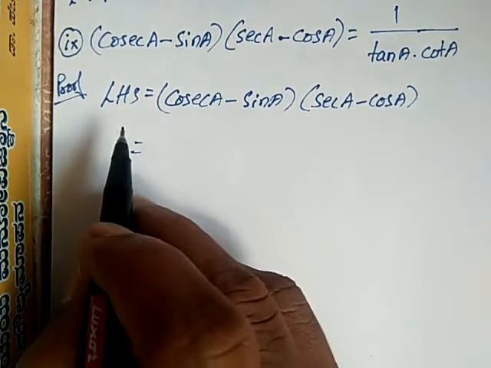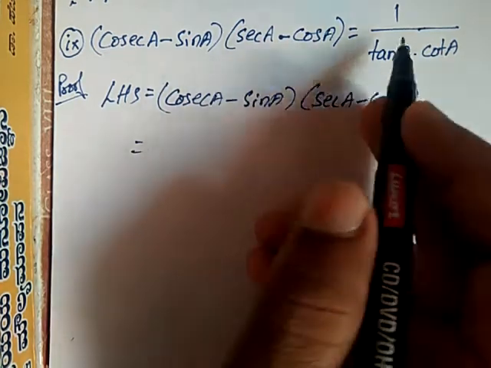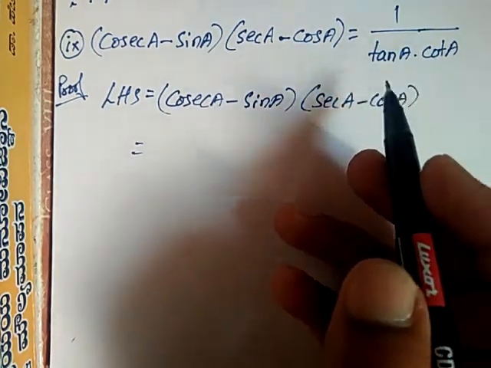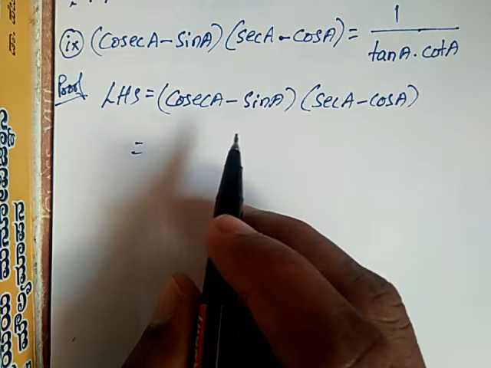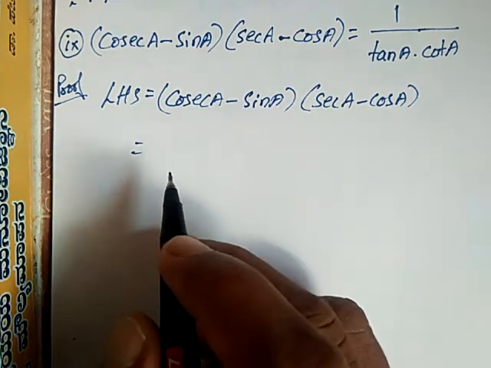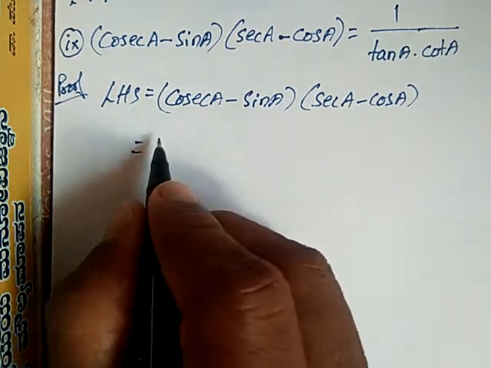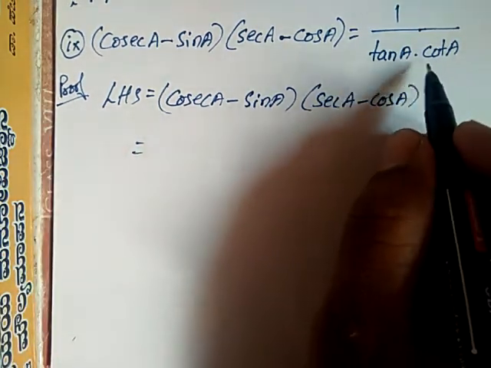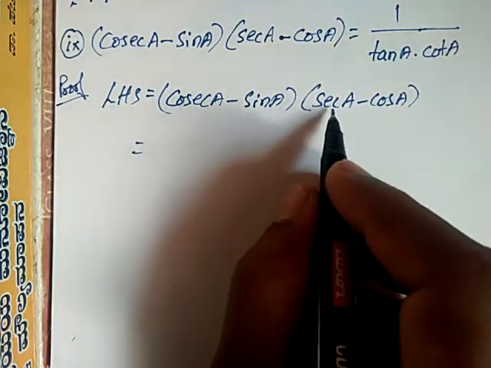Next we will study question number 9: cosec A minus sin A into sec A minus cos A is equal to 1 by tan A plus cot A. They have mentioned in the question to simplify LHS and RHS separately, as a hint. We will see both here. Since tan A and cot A are there, convert everything in terms of sin A and cos A only. So just convert cosec A and sec A.